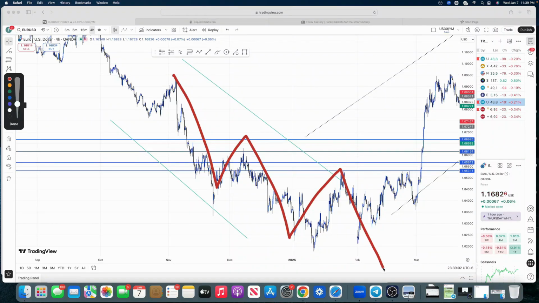Because you have a high and then you have a low, and then the low is not higher than the previous one, so that makes it a lower high. The next low is actually lower than the previous low, so that makes it a lower low.